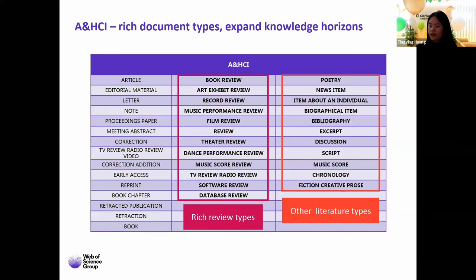And also here shows the main document types included in AHCI. Just in type of review, you can find quite a lot of diversity, just like book review, film review, theater review, and also art exhibit review. Also, there are lots of literature types: poetry and also news item, bibliography, and even scripts you can find in AHCI. Rich document types in AHCI help us to find whatever we want, but still very high quality.